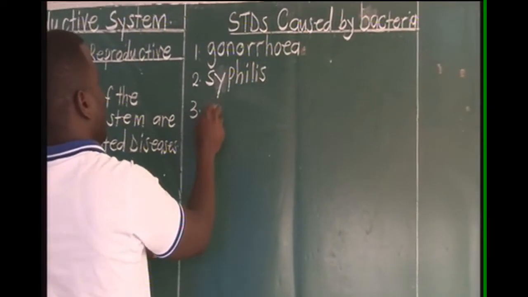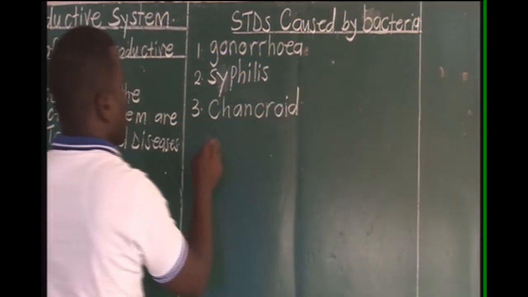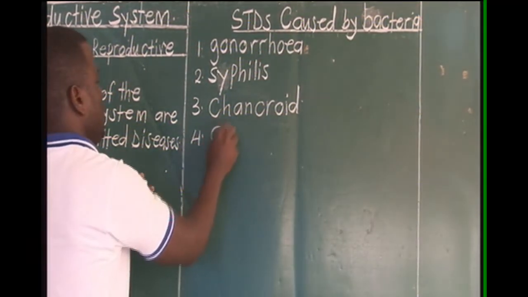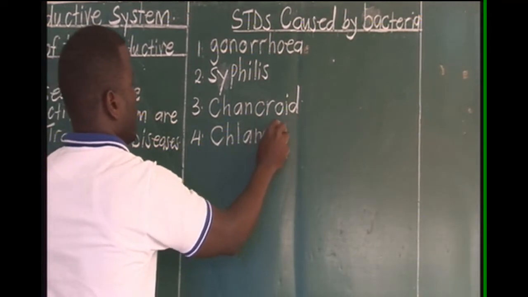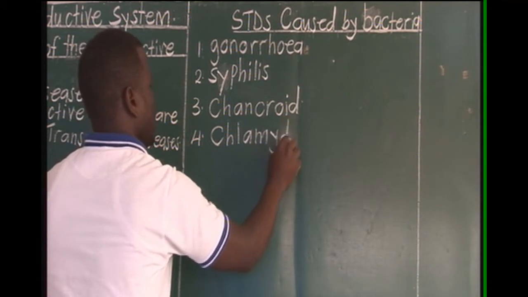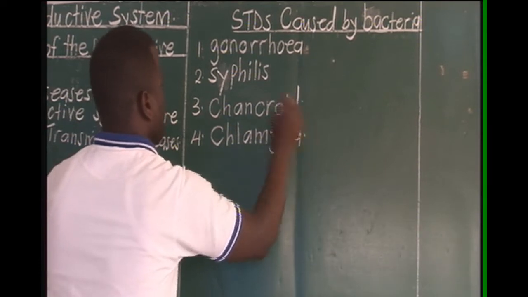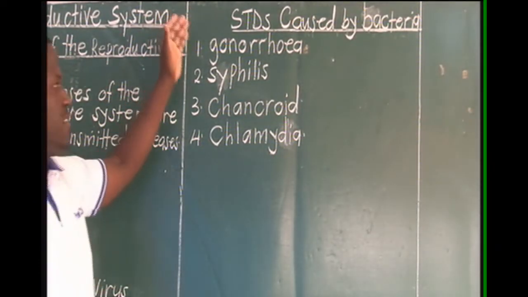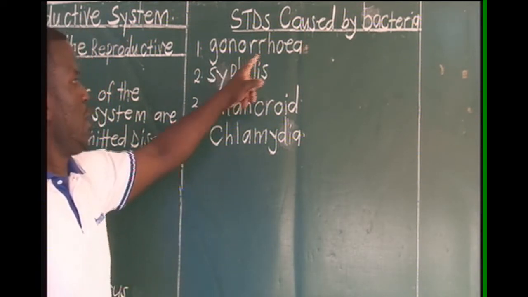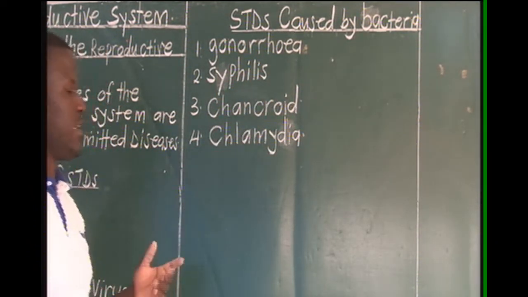Number 3, we have cancroid. Then number 4, we have chlamydia. These are the 4 sexually transmitted diseases caused by bacteria. We have gonorrhea, syphilis, cancroid, and lastly chlamydia.